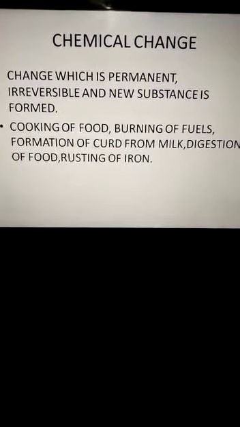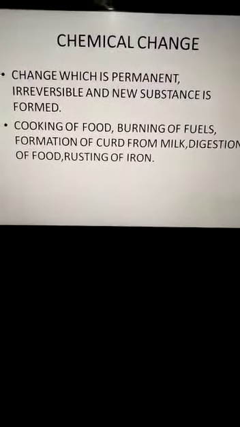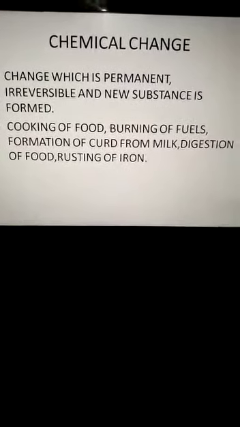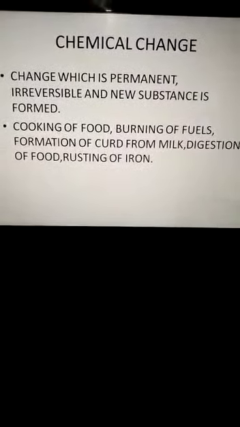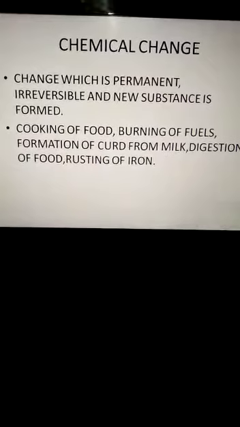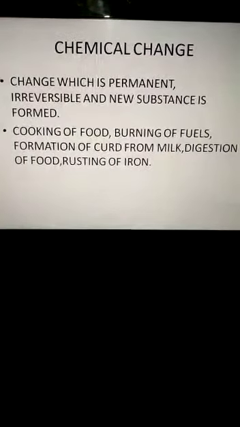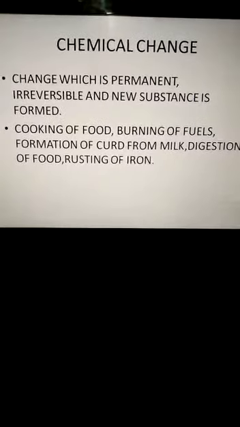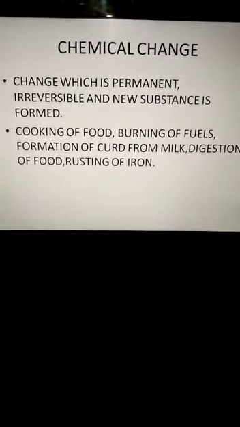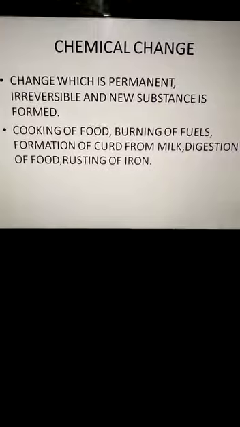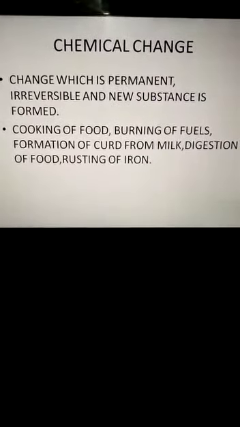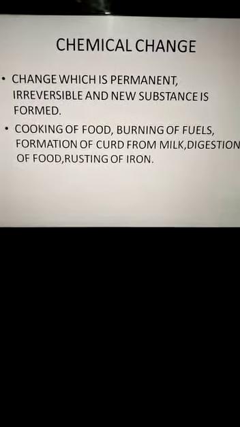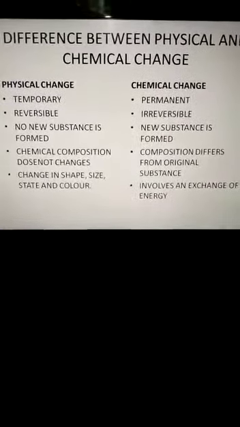On rusting of iron, you must have observed in your daily life that iron articles or nails get rusted, and a powdery layer forms over the iron articles or nails. That cannot be formed again into the original form of the object made of iron. So these are examples of chemical changes.